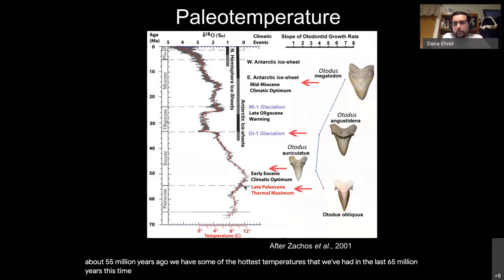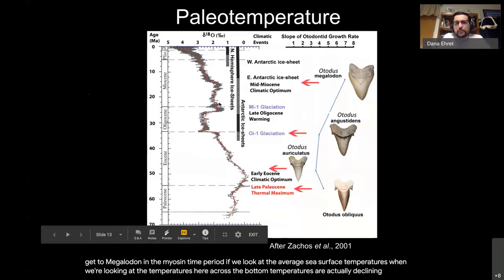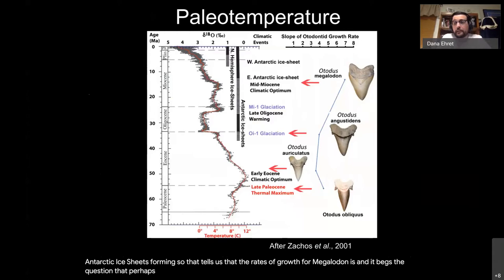What we see happening with the sharks is that we actually have slower growth rates for these sharks in the warmest time period. By the time we get to megalodon in the Miocene time period, if we look at the average sea surface temperatures, when we're looking at the temperatures here across the bottom, temperatures are actually declining. So sea temperatures are actually getting colder. And by the time that megalodon was alive, we have Arctic and Antarctic ice sheets forming. So that tells us that the rate of growth for megalodon is not tied to temperature. And it begs the question that perhaps megalodon was actually warm-blooded, or at least acted like a warm-blooded animal. And today we know that white sharks and makos also act like warm-blooded animals in their ecosystems.